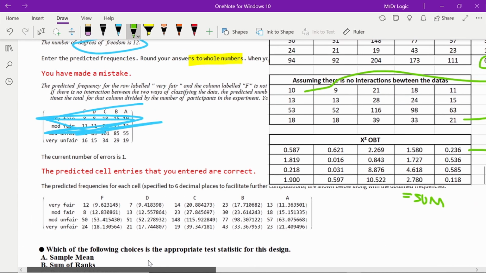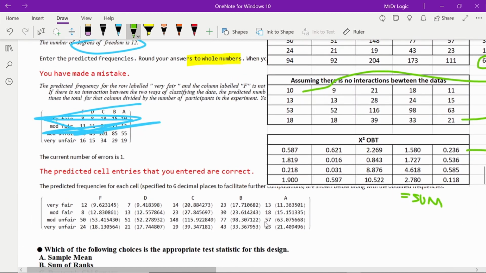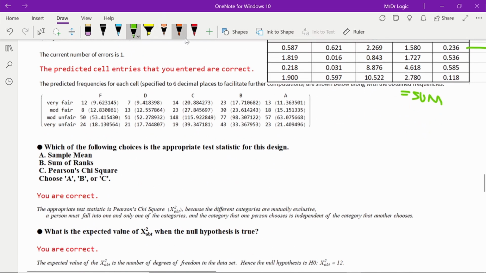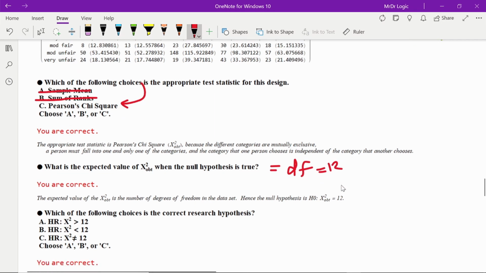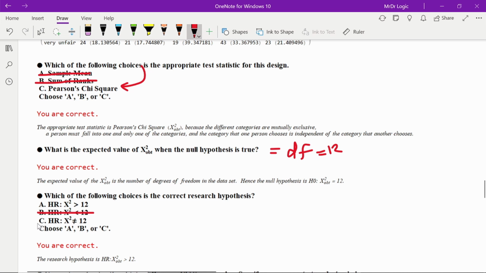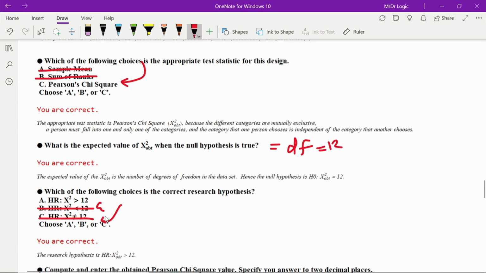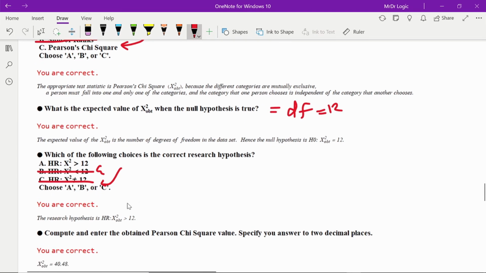But yeah, we get pretty similar numbers. So we continue down, as we stated earlier. We're not looking for sample mean, we're not looking for sum of ranks. This by default is the answer. And then what is the expected? Obviously, like previously mentioned, df, which is the 12. And then, as previously stated, these two don't count. We're not looking for this. Trial and error for me. And so the answer is A.